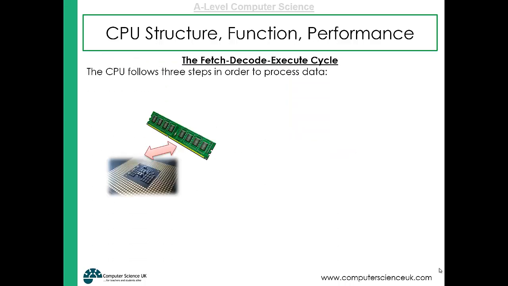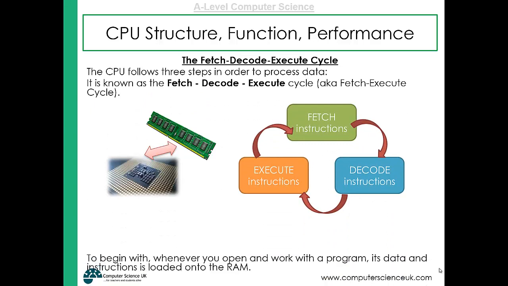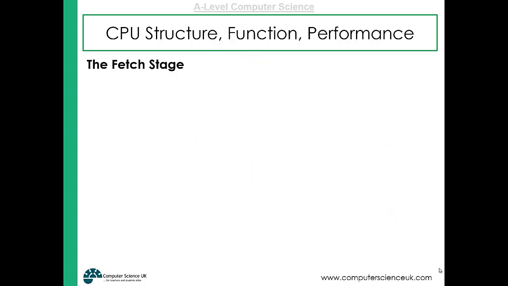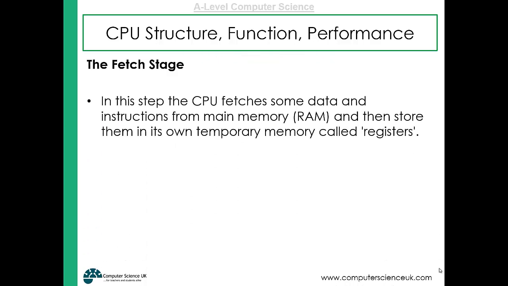Now, the fetch, decode, execute cycle are the three steps that the CPU will carry out in order to process data. So to begin with, when you open up a program, you double click on that icon on the desktop. When it's open, its data and instructions are loaded onto the RAM. As the RAM is accessed directly by the CPU, it can then get to work. So, the first stage is the fetch stage.